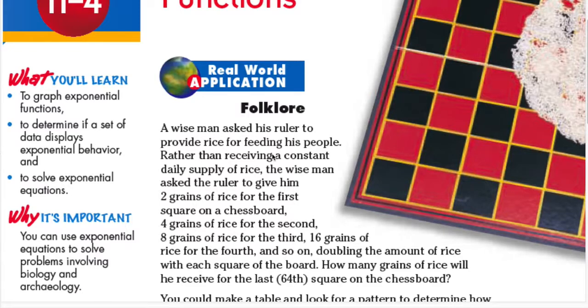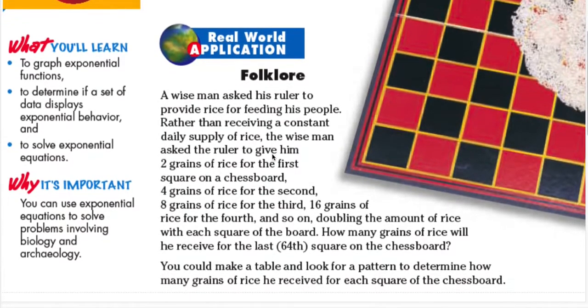A wise man asked his ruler to provide rice for feeding his people. Rather than receiving a constant daily supply of rice, the wise man asked the ruler to give him 2 grains of rice for the first square on the chessboard, 4 grains of rice for the second, 8 grains of rice for the third, and 16 grains of rice for the fourth, and so on, doubling the amount of rice with each square on the board. So how many grains of rice will he receive for the last 64th square on the chessboard?